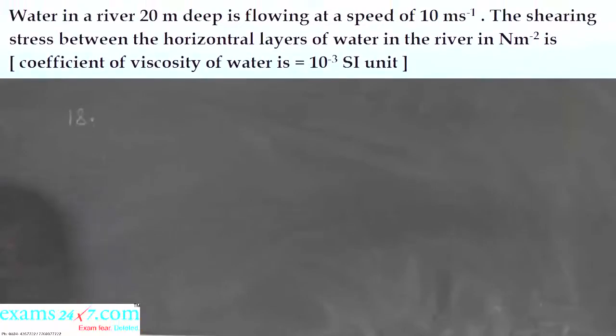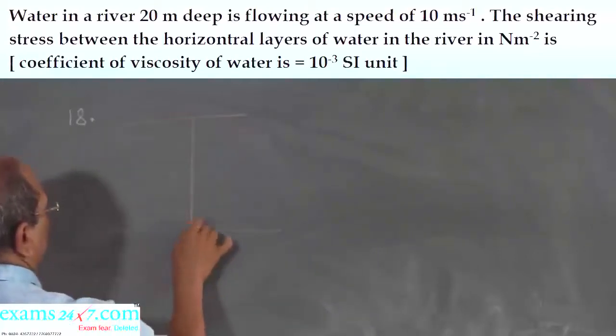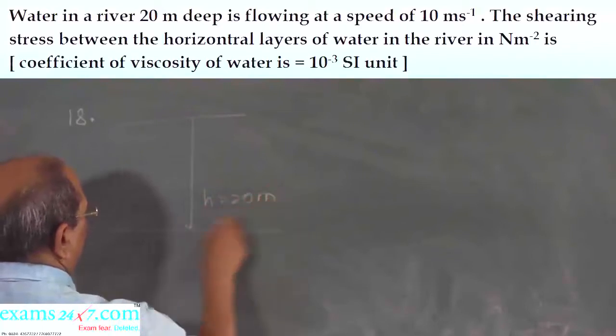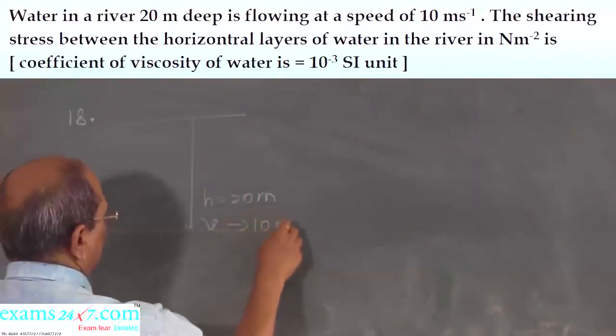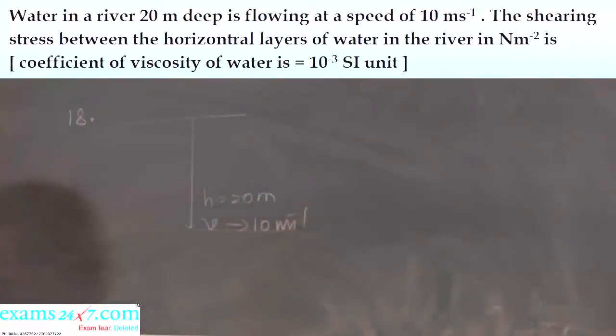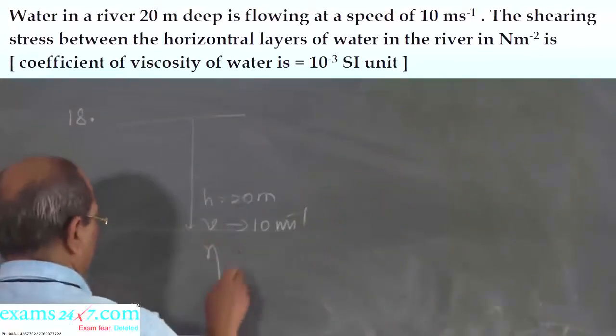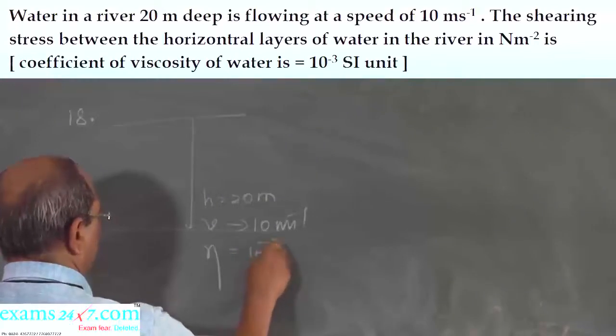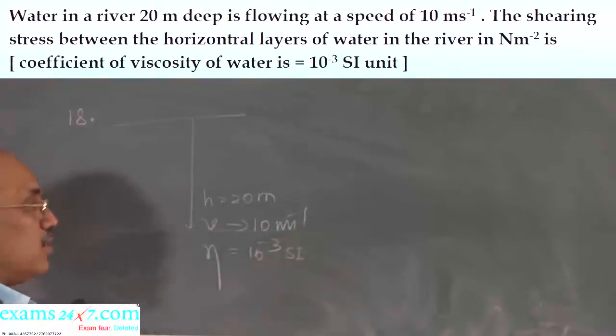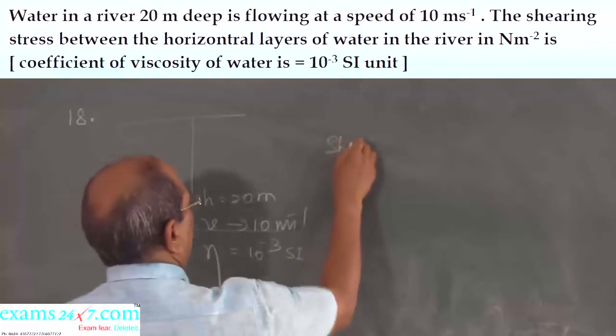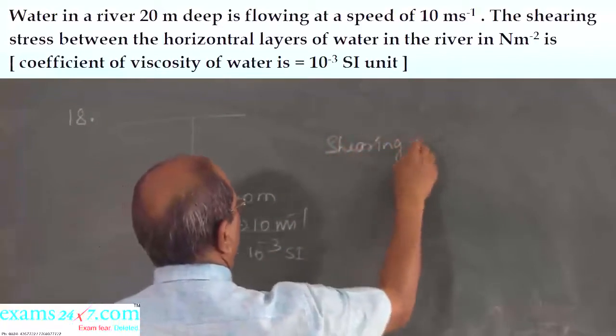Water in a river 20 meter deep is flowing at a speed of 10 meter per second. At a depth of 20 meter, the velocity of flow is 10 meter per second. The shearing stress between the horizontal layers of water in the river is? The coefficient of viscosity of water is given as 10 power minus 3 SI unit. Question: when you see they are asking about shearing stress.